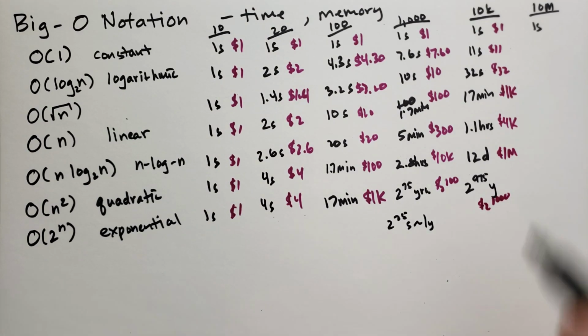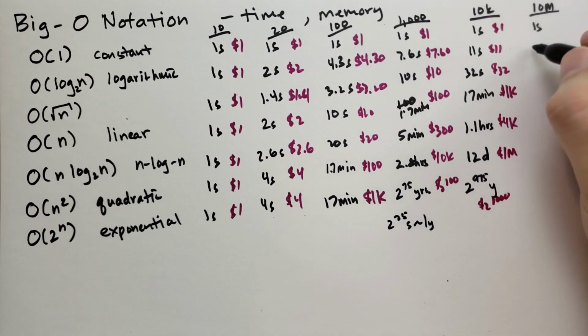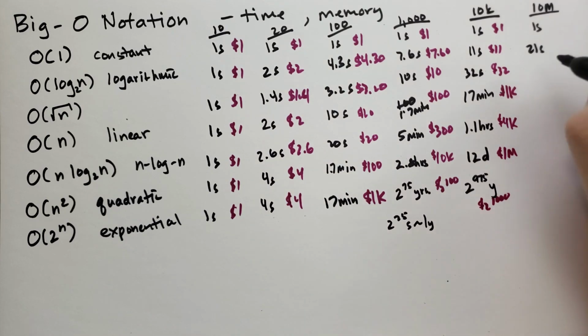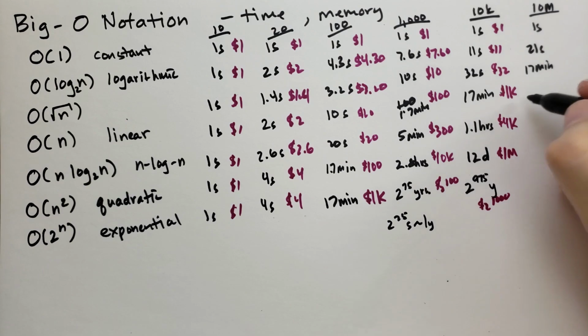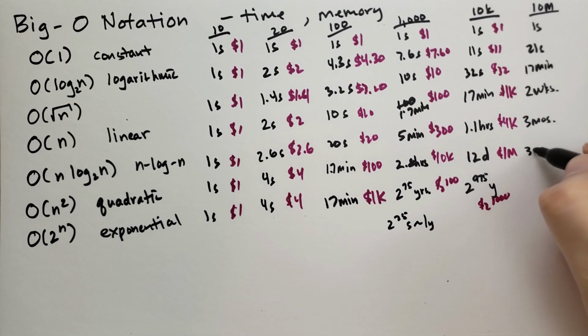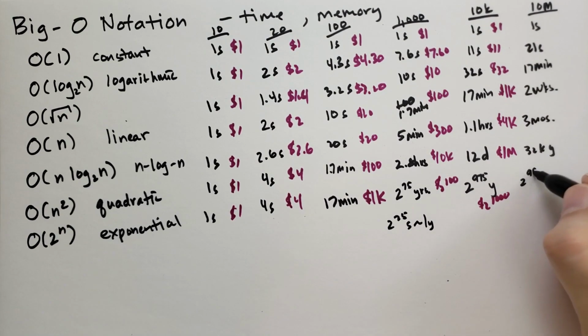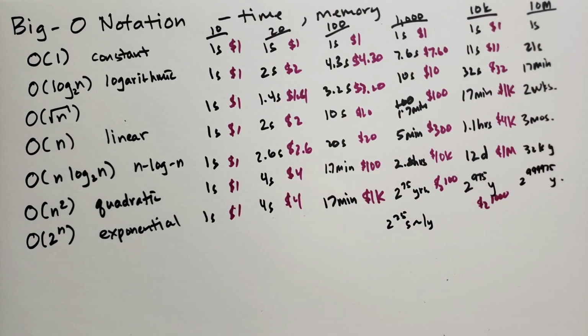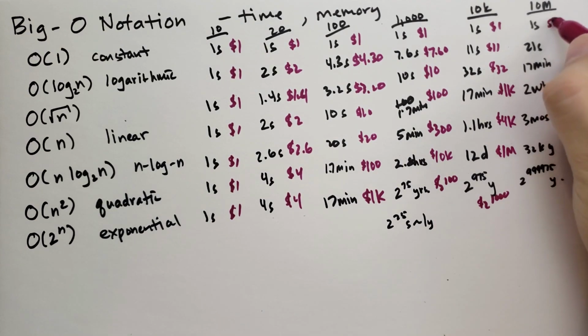And for 1,000,000 records, it'll take 1 second in constant time, it'll take 21 seconds in logarithmic time, and the square root time will take 17 minutes. It'll take 2 weeks for linear time. N log n would take 3 months. Quadratic would take 32,000 years. And this one would take 2 to the 999,975 years. And in terms of memory costs, this would still cost only $1 in memory.